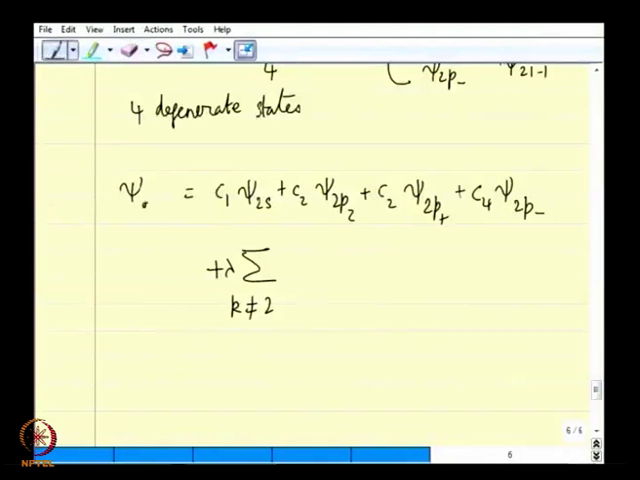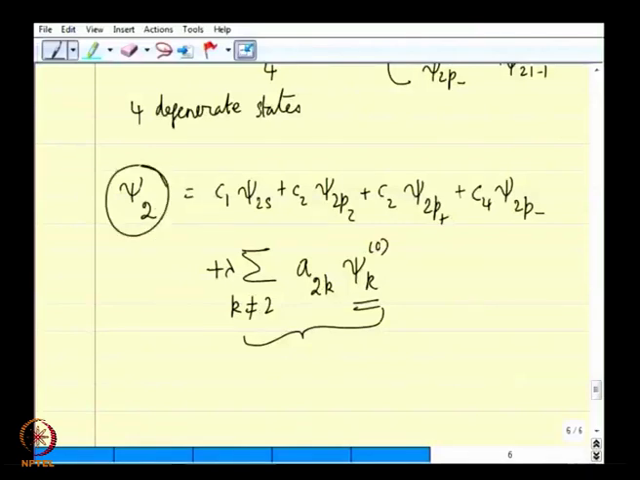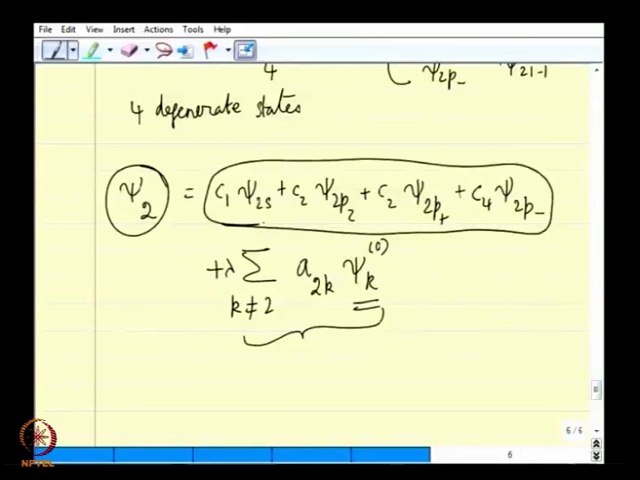that we are looking at, psi 2, okay, and k not equal to 2, you can now write a 2k psi k 0, where this can be 1s orbital, this can be 3s orbital, 3p orbital, 3d, 3f, 4s, 4p, 4d, all the combinations in which k is not equal to 2 can be put in as a correction to order lambda, and one can obtain the wave function psi 2, and therefore the only thing that changes is the fact that you have a linear combination of 4 orbitals. How does that change the answer that you have to get?